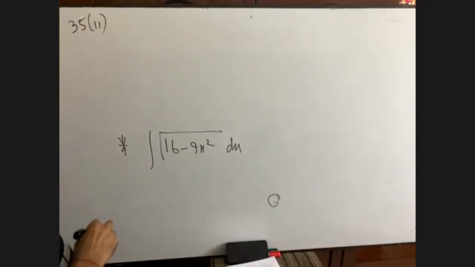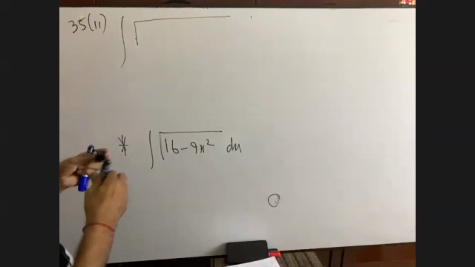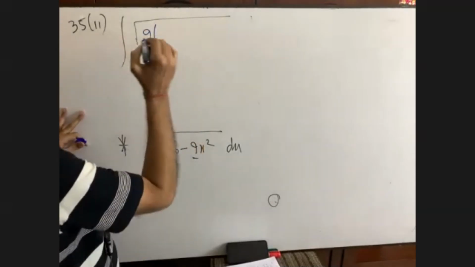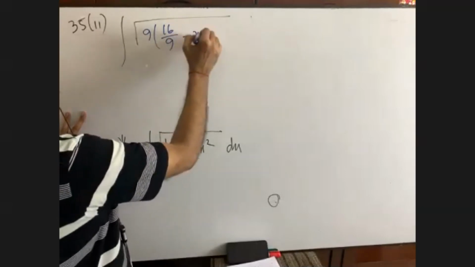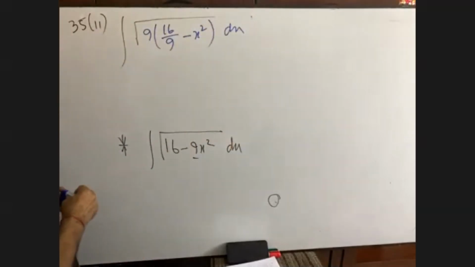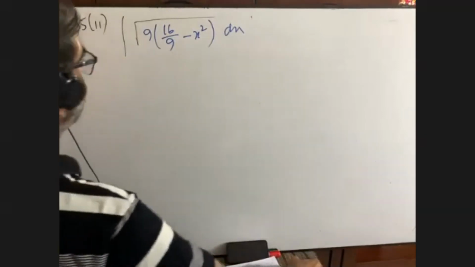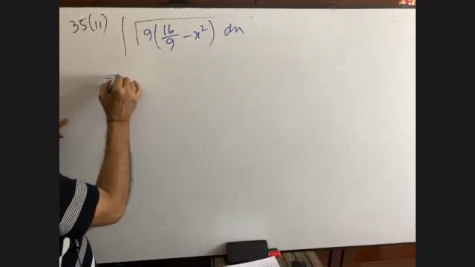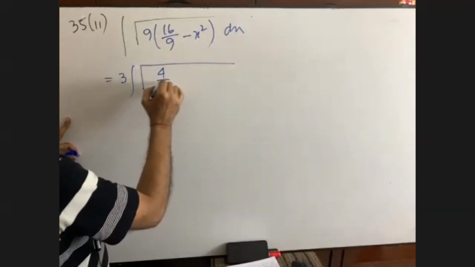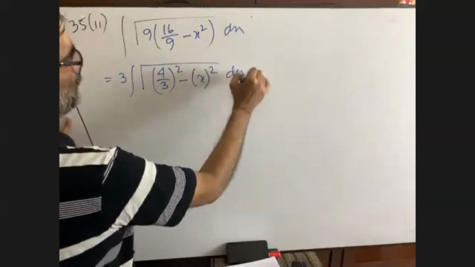Okay. Now you see what is to be done. This is root over. Let me know what should we do. We have to make x square free, so we can take 9 common. That is 16 by 9 minus x square dx. Talk to me. Okay, now you take this 9 outside the square root, so it is 3. Now we are getting here root over 4 by 3 whole square minus x square into dx.